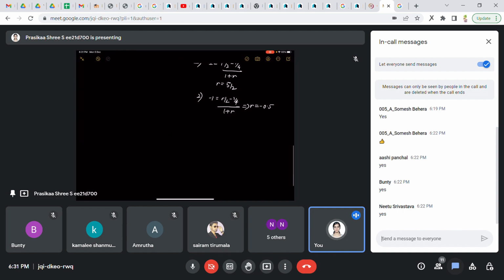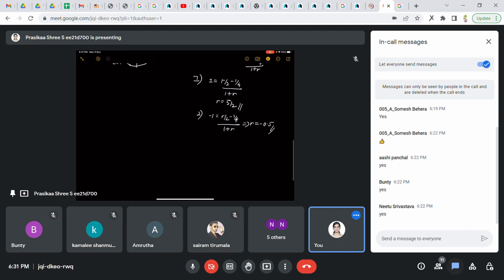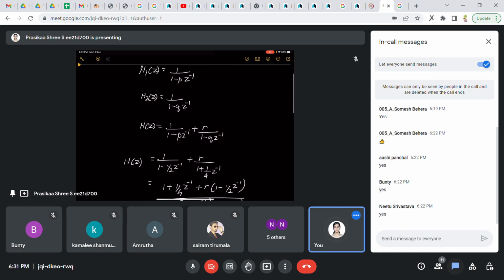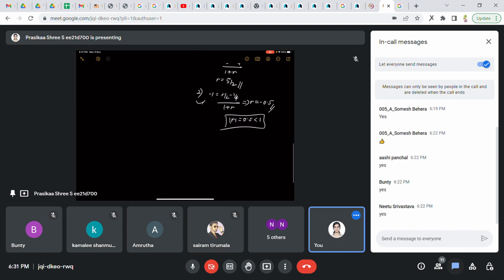So if you take the two values, r equal to 5 by 2 and r equal to minus 0.5, you find mod r equal to 0.5, which is less than 1. Right? So we go for the second option. So what is the answer? r should be minus 0.5.